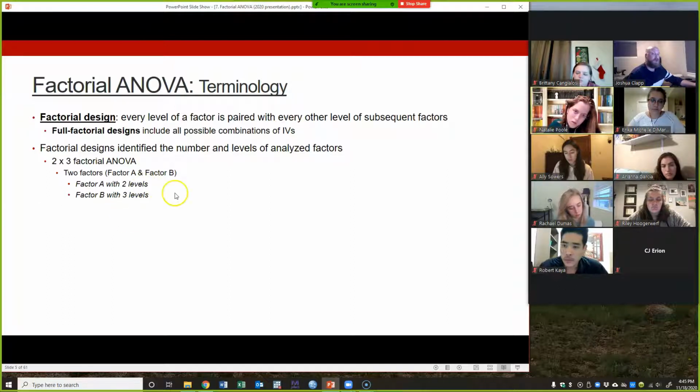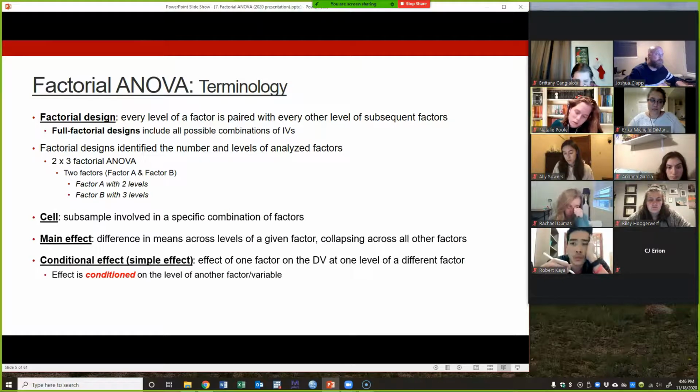A 2x3 factorial design means that I have two factors, factor A and factor B. Factor A has 2 levels, right? Factor B has 3 levels, so we just call this a 2x3 factorial design. So we've got a full crossing of all combinations with our fully factorial design. Cell is just our individual subsamples within each combination of factors. Main effect is going to be the difference in means across a given factor, collapsing across other factors, right?